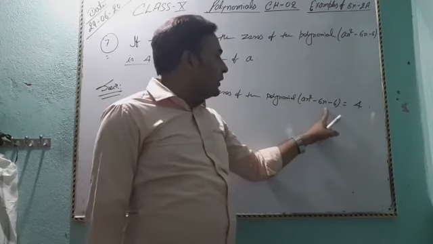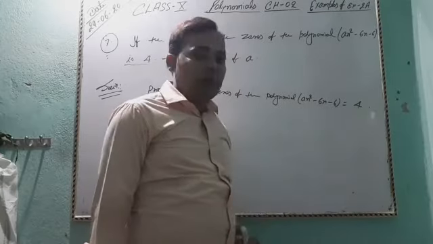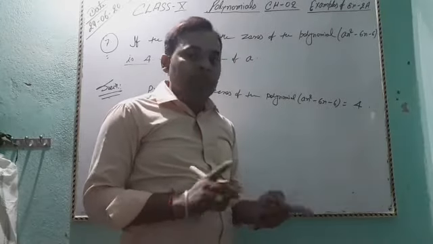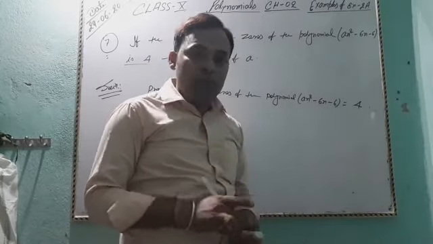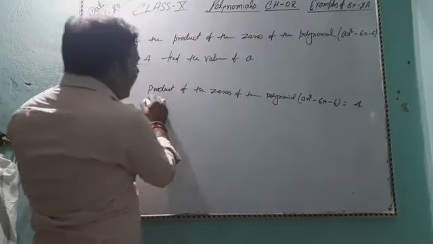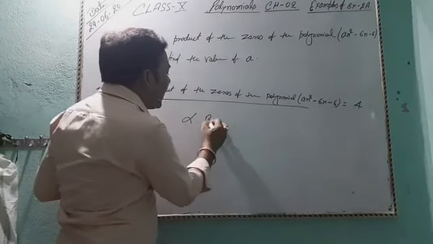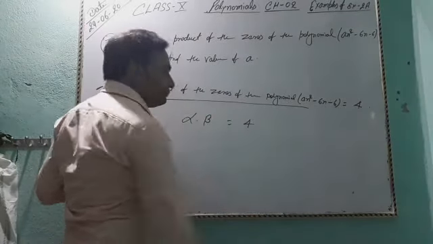So it has two zeros. First is alpha and second is beta. One zero is alpha and the other is beta. So the product of the zeros of this polynomial means alpha into beta equal to 4.